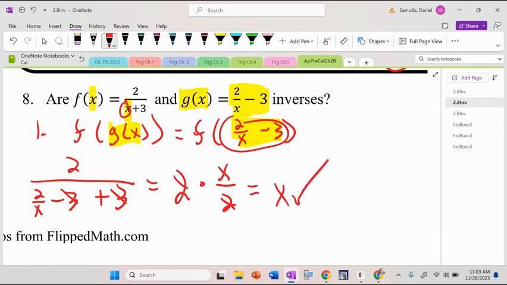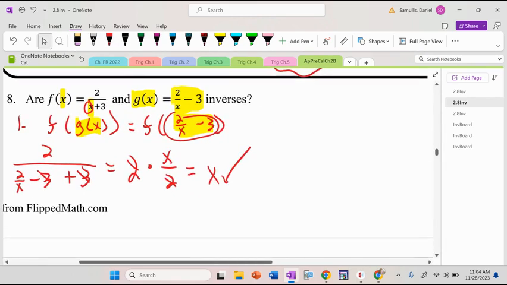By the way, if this is a fail and you don't get x, it's over. They are not inverses. All right, I know this is brand new for you, but this is something you're going to have memorized. Now you got to do step 2. Check g of f of x.